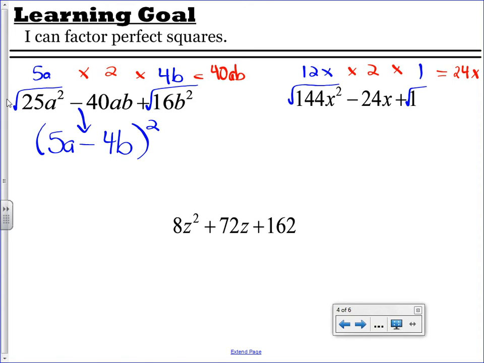Can someone tell me what would I put for my final answer? How would I factor this? What would I put inside those brackets there? Nathan? 12x minus 1 squared. Perfect.